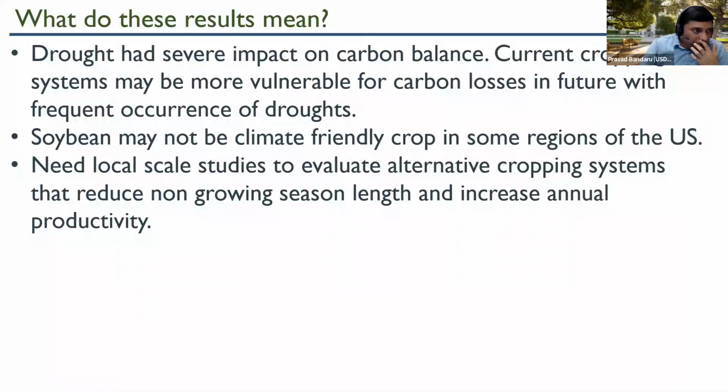So in order to address this issue, like soybean being a carbon source, we need local scale studies to evaluate alternative cropping practices like cover cropping systems, to increase the annual crop productivity and reduce the non-growing season length, so we can make these systems carbon neutral or a carbon sink.